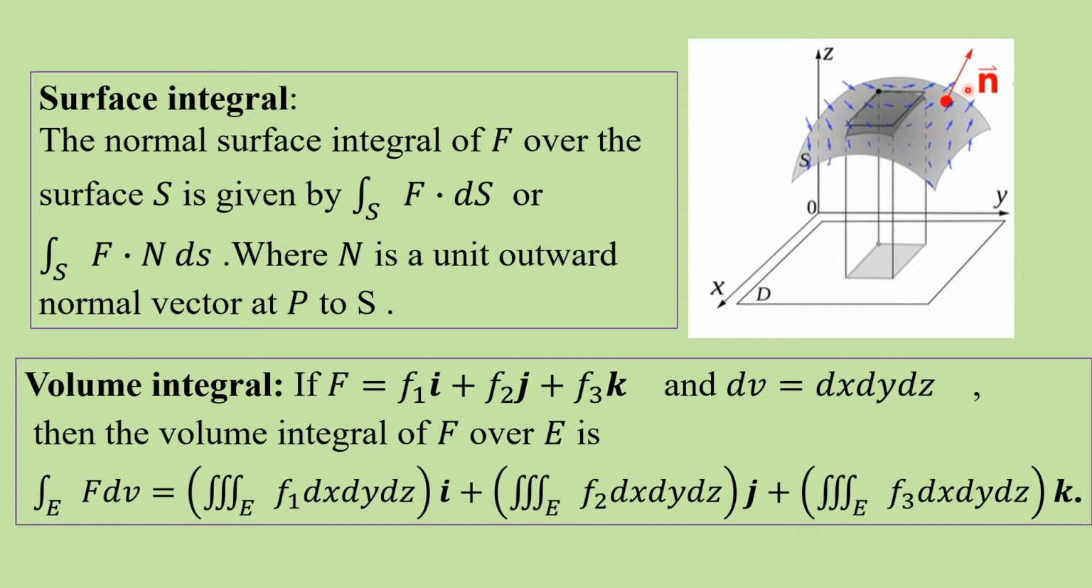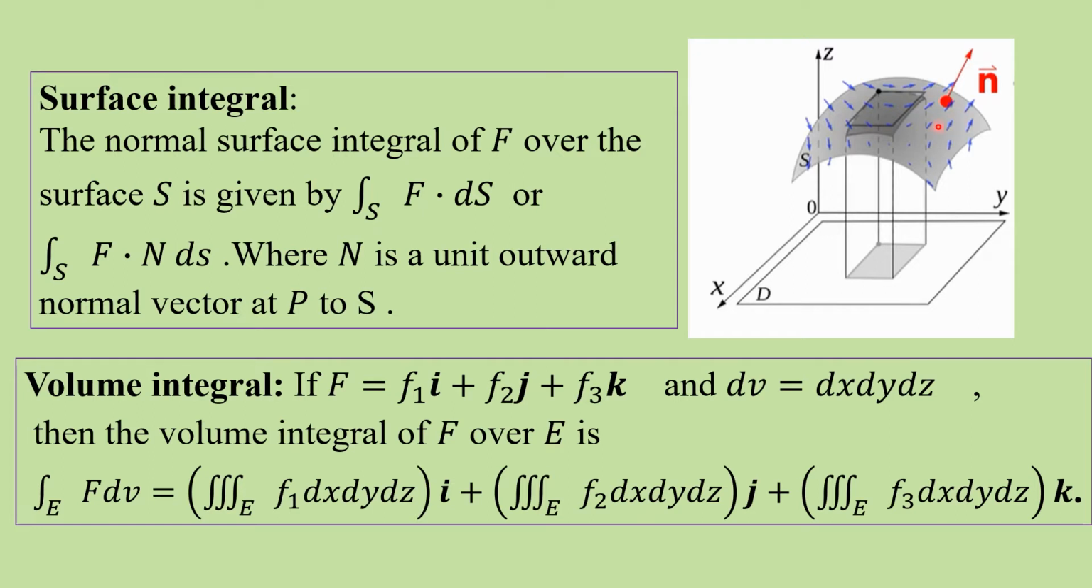We first find the unit outward normal vector to the surface S. Then the normal surface integral of f over the surface S is given by surface integral of f dot dS or surface integral of f dot n dS, where this n is a unit outward normal vector at P to S. So if I need the surface integral of f over this surface S, let me first obtain the unit outward normal vector to the surface.